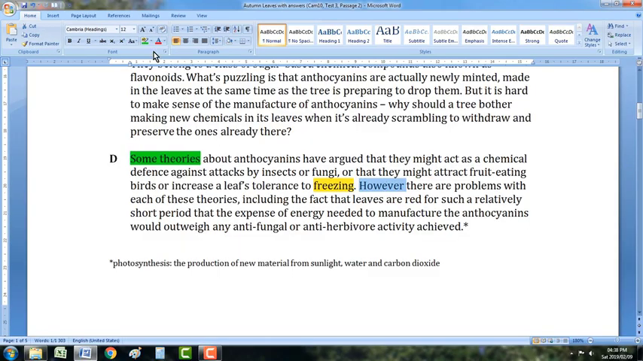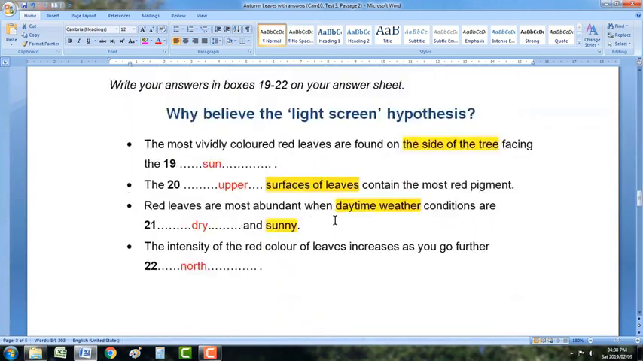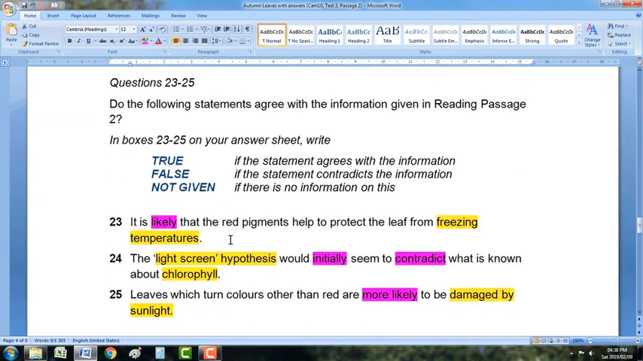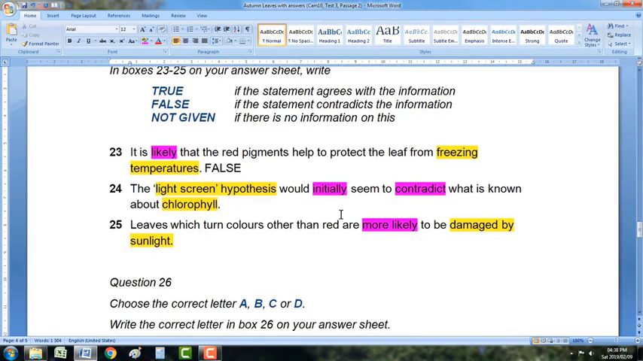But then, this is a super important word. However, I've said it many, many times, however, there are problems with each of these theories. And that's where your answer is. That means it's not likely that these theories are correct, because there are problems with them. So the however gave you the answer. Because there's problems, it's not likely. And that means that must be false. I know, super difficult. Right.